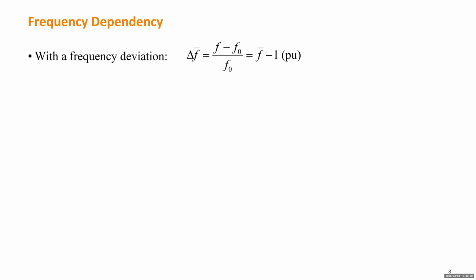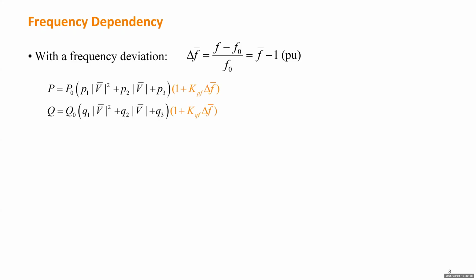So how are we going to model the frequency dependency? We just multiply the ZIP or exponential load by a factor which depends on frequency. The simplest idea is to assume the load changes linearly with frequency deviation by introducing two coefficients, two Ks. KPF is the linear coefficient for active power, and KQF is for reactive power.